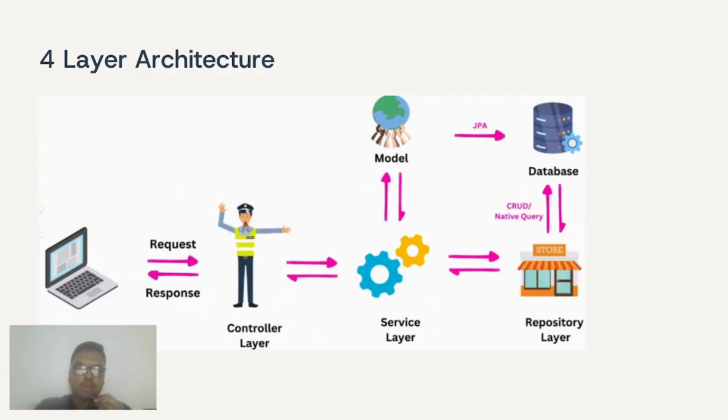First, changes in one layer do not break others, as all these four layers work independently. Second, teams can work independently on different layers as well. And third, it improves testing because business logic can be tested separately. For example, over here you can see the client is going to send a request. The controller acts as a traffic controller to handle all the requests and responses.